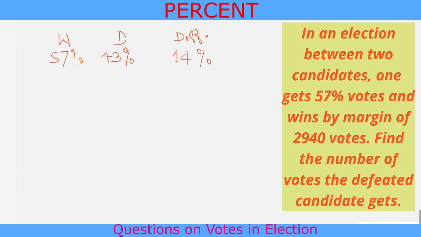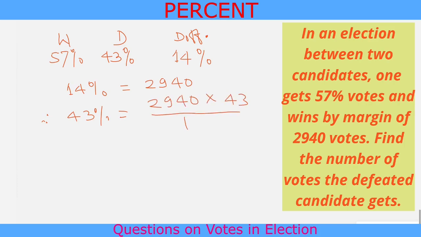It means that 14% votes is equal to 2940 votes, and we have to calculate the votes gained by the defeated candidate, which is 43%. We can directly calculate it. 14% is equal to 2940 votes. Therefore, 43% votes equal to 2940 multiplied by 43 divided by 14.